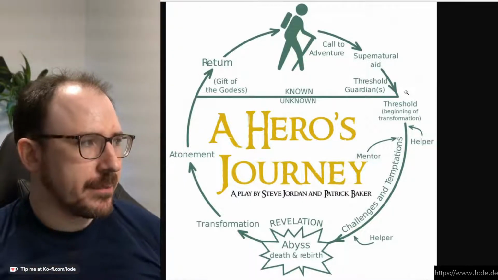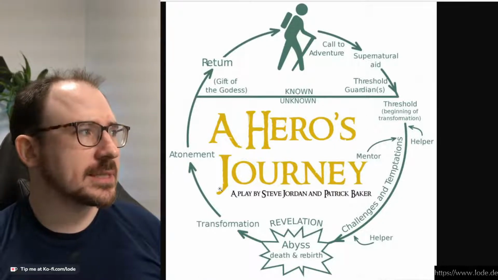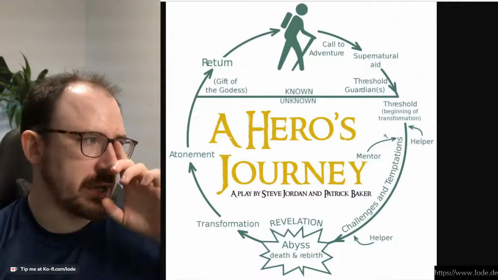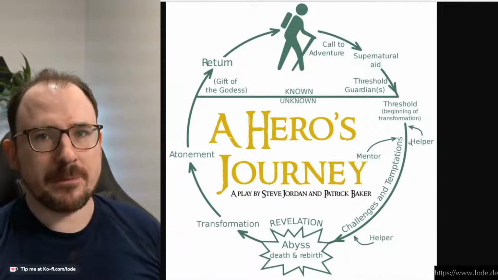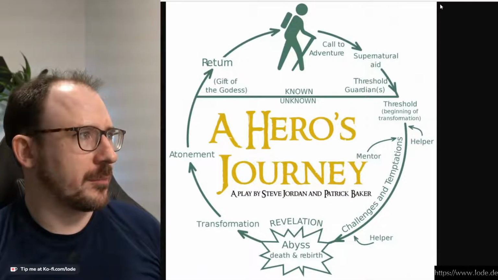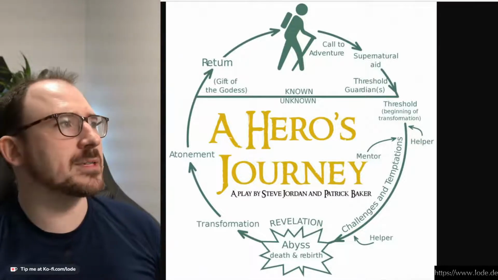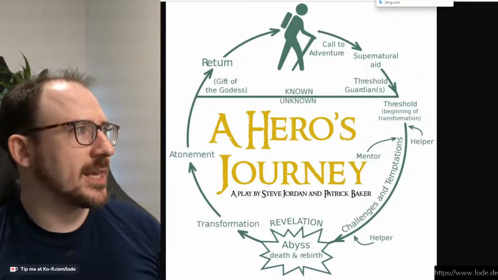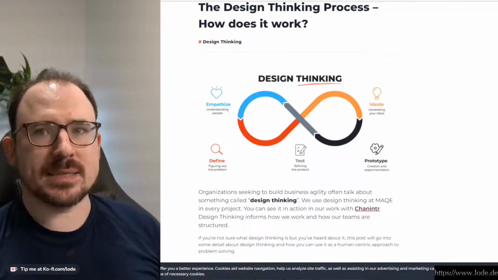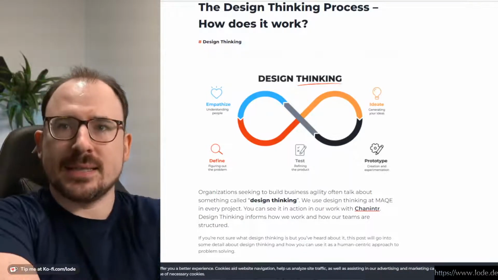Okay, well, I won't discuss a full hour of the hero's journey. There are many resources on this topic, just to get you on part of it. But what does this help us with design thinking? Right, I'll just switch back. What does this help us with design thinking?